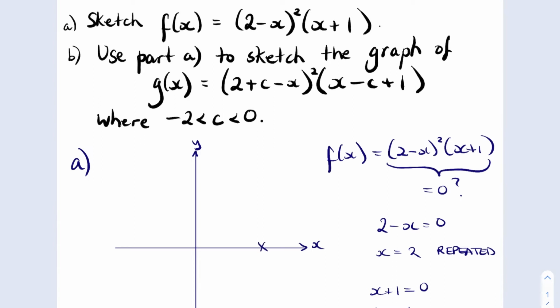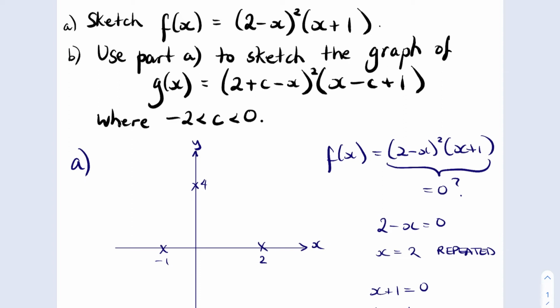So let's put those on. So when x equals 2 and when x equals minus 1 is when I should be crossing the x-axis. I should also be crossing the y-axis when x is equal to 0. So if I put x equal to 0 in the original expression, so 2 minus 0 is 2, I square it, it's 4, and I multiply it by 0 plus 1, which is just 1. So I should be crossing the y-axis at 4. So let's just put 4 there.